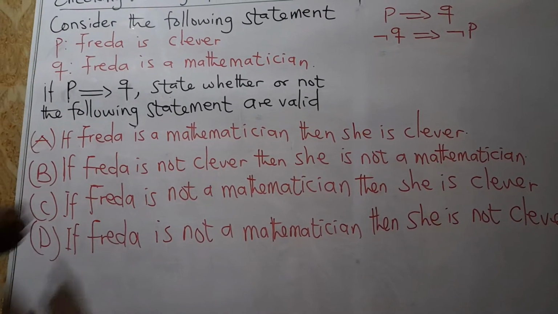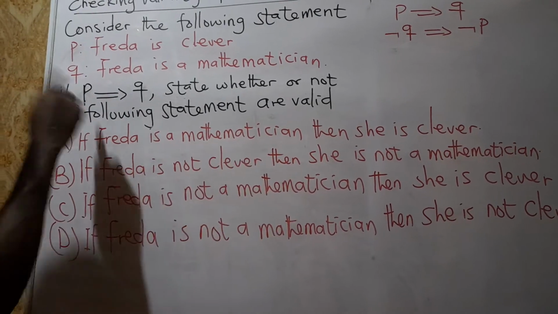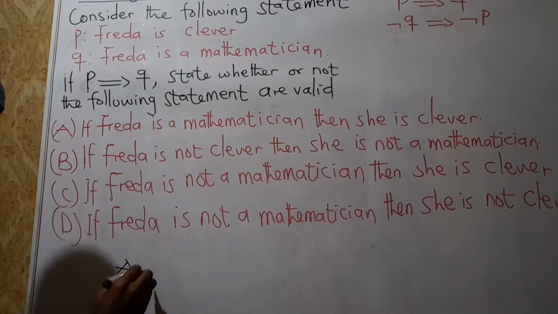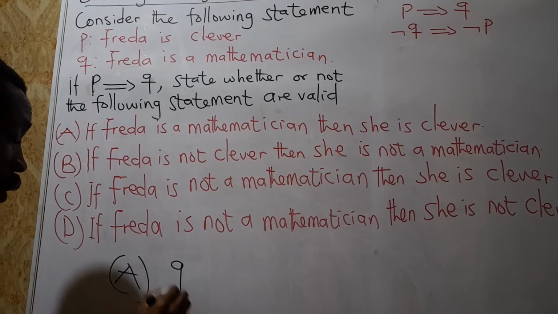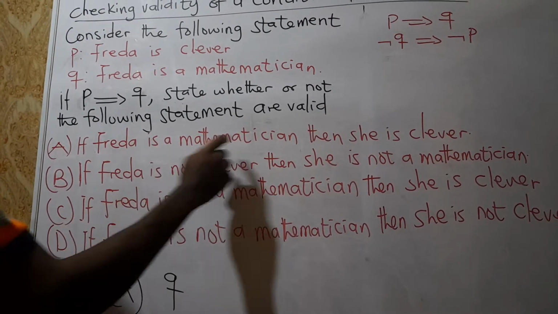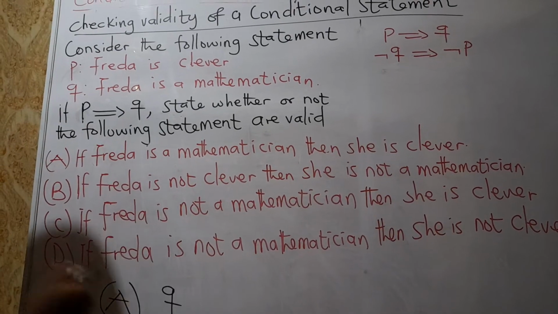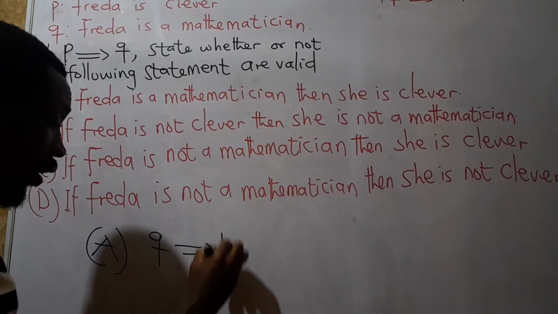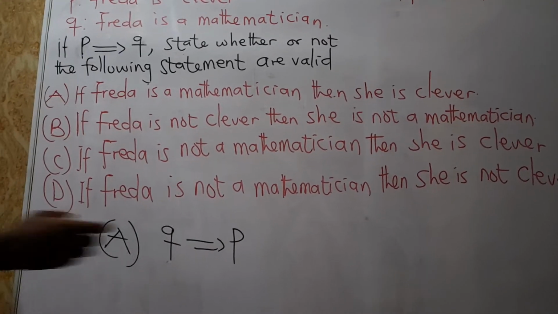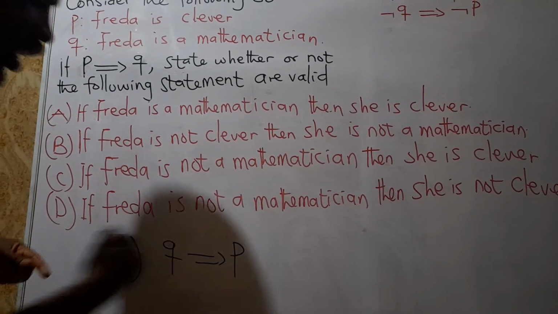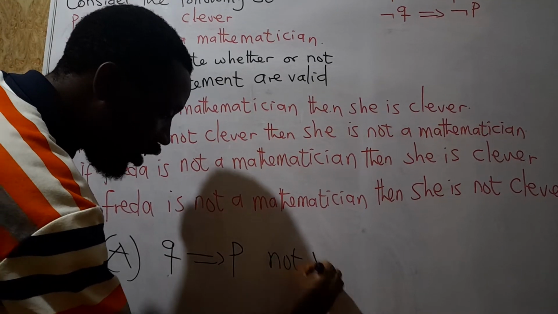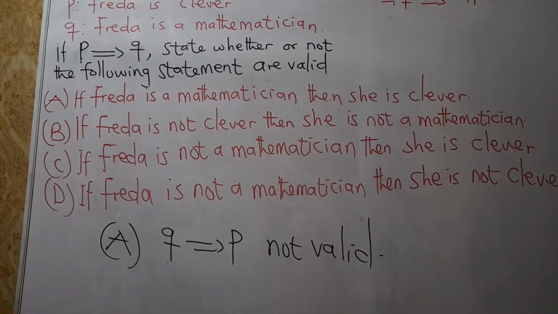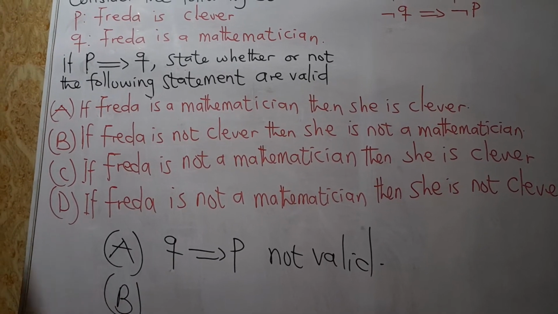So what does this statement say? If Frida is a mathematician, that's the P, and clever is the Q. So the A is: if Frida is a mathematician, then she is clever. That is Q implies P. So this is the converse form, which is not valid. So we can say that the first statement, the A, is not valid. Let's look at the B.